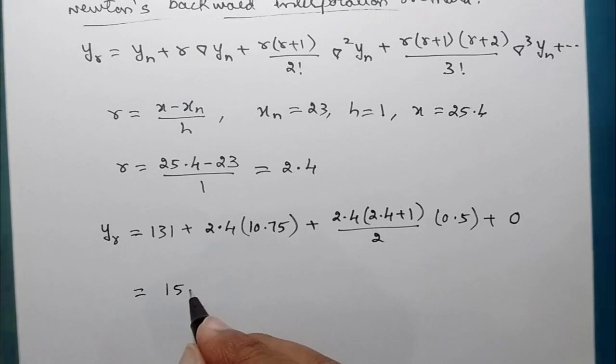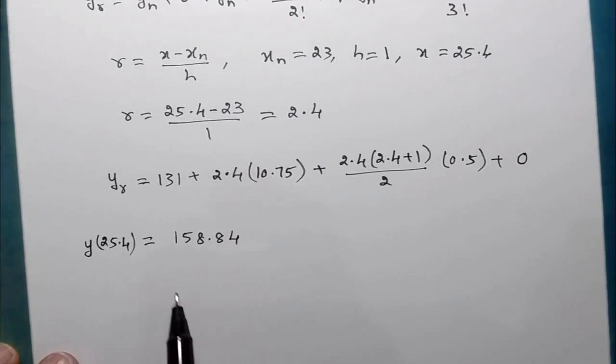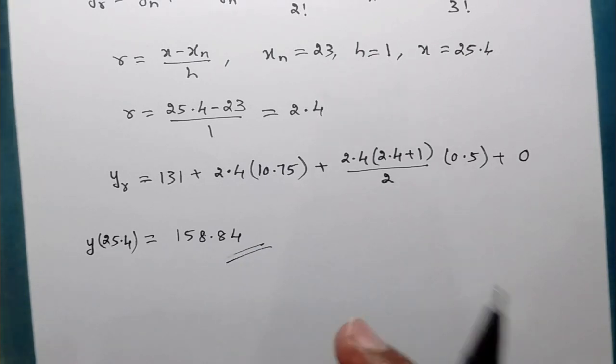So it is 158.84. So what's the value you got? You got the value at what point? It is 25.4. So y at 25.4 will be 158.84. That is the required solution.